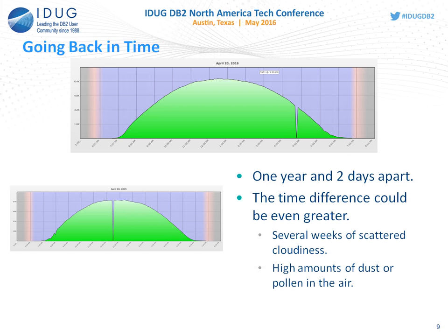The time difference could be even greater. If I had several weeks of scattered cloudiness, I might not get a nice smooth profile like that. Or if there's a high amount of dust or pollen in the air, if I haven't had rain for several weeks and stuff is actually starting to settle out on the panels, it can all affect the production curve.